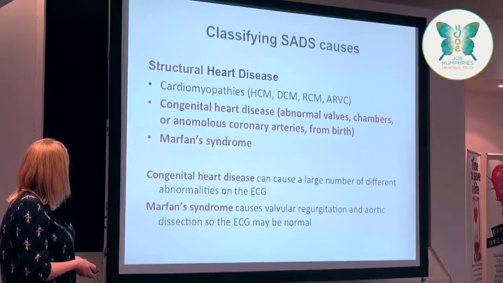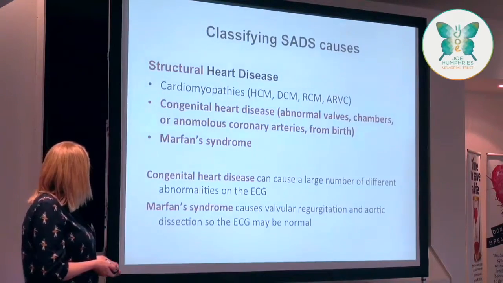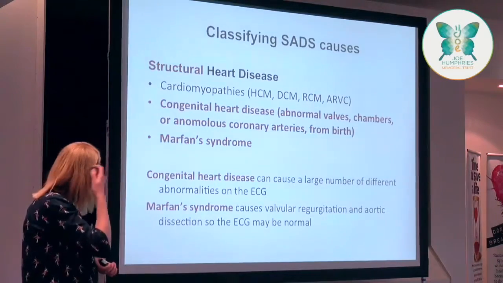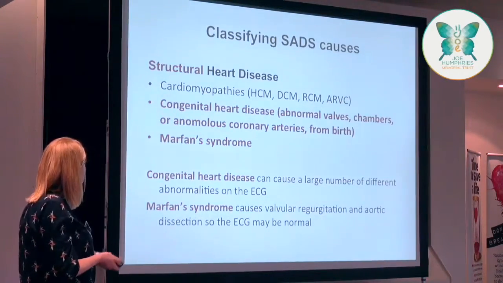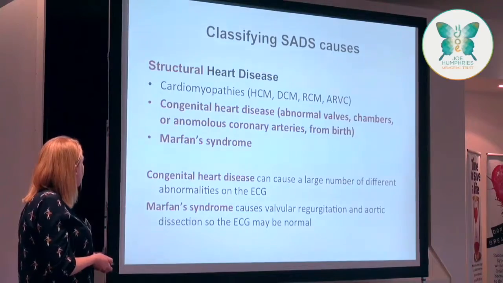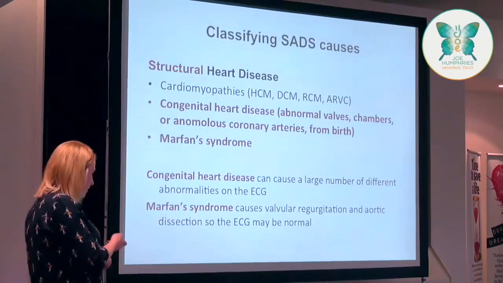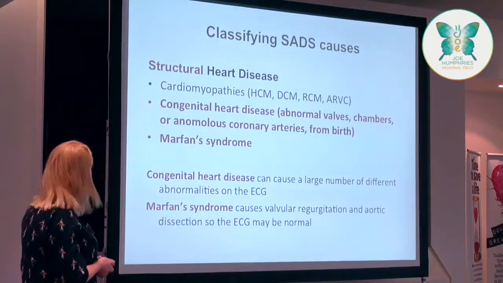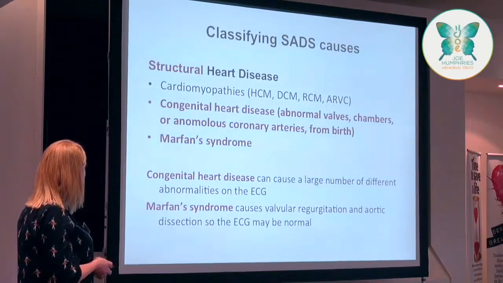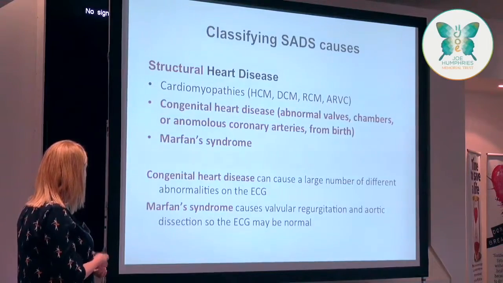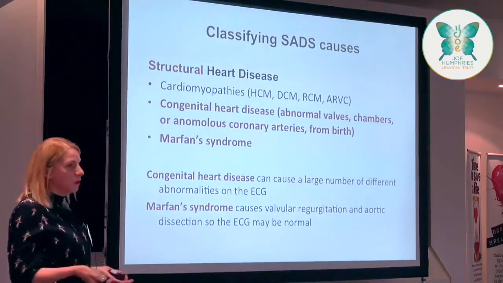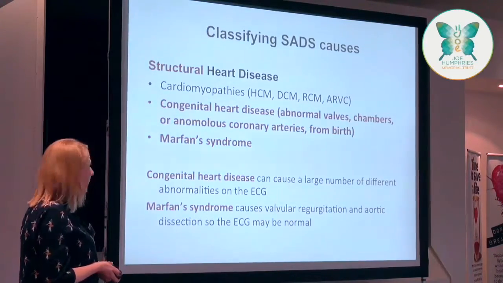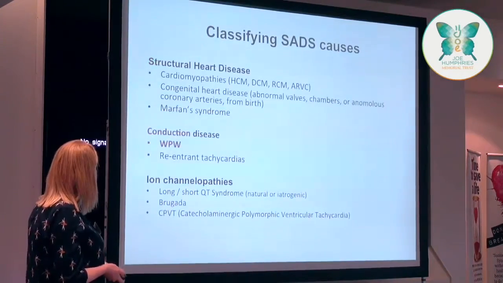Okay, so we'll just go to the congenital heart disease, so things such as Marfan's or various different anomalous coronary artery from birth, things like that. They often have very grossly abnormal ECGs, and often they give us a clue anyway, because we normally know if someone's got congenital heart disease. So it makes it a little bit easier for us to diagnose. With Marfan's, often the patient looks a certain way. If they've got Marfan's syndrome, it's not necessarily recognised on the ECG.